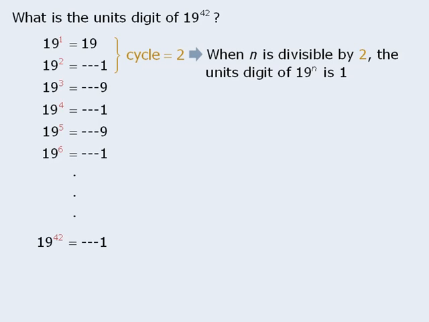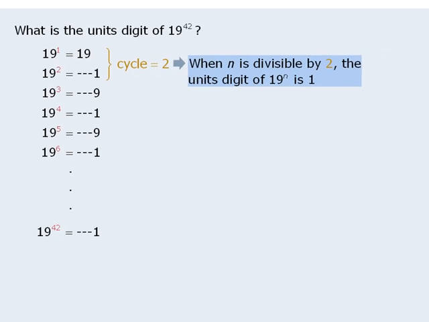So that's how we solve questions where we are required to find the units digit of a power. First, find the units digits of different powers until you determine the cycle. Once you know the cycle, you can make conclusions about the units digits of other powers.